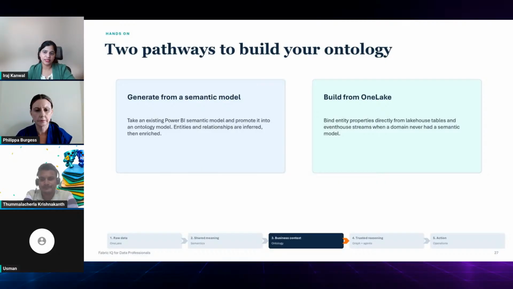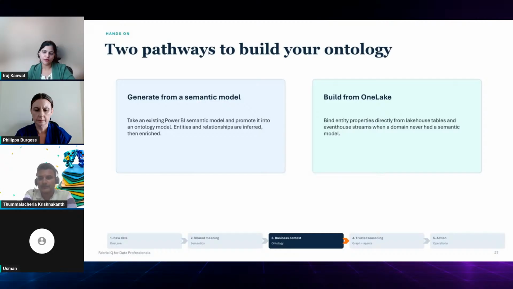Now that you have an understanding of the ontology and the semantic models, there are two ways to build your ontology. The first is to generate or bootstrap from your semantic model. A lot of organizations, and many of you, may already be using a semantic model. So if you already have a Power BI model with well-defined tables, measures, and relationships, it can give you a starting point. You can promote that into a richer business model and then refine it into entities and relationships. The second path is to build from OneLake directly from scratch.